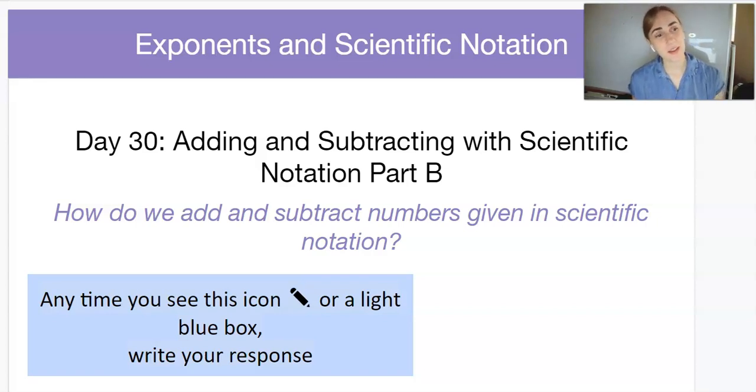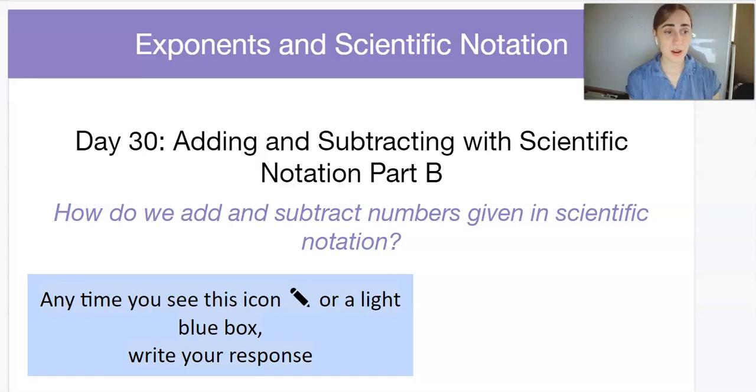I am an 8th grade math teacher and we are continuing our exponents in scientific notation unit today, and we are doing the lesson for day 30 called adding and subtracting with scientific notation part B, and our focus question for today is how do we add and subtract numbers given in scientific notation.